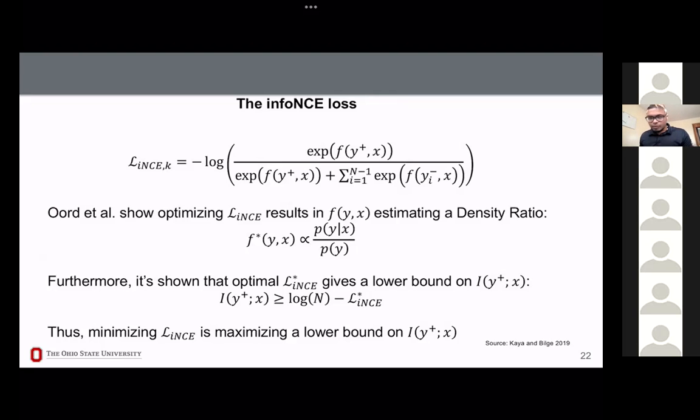But if you... So, one question, just in general, why do you create one positive example, but many negative examples?